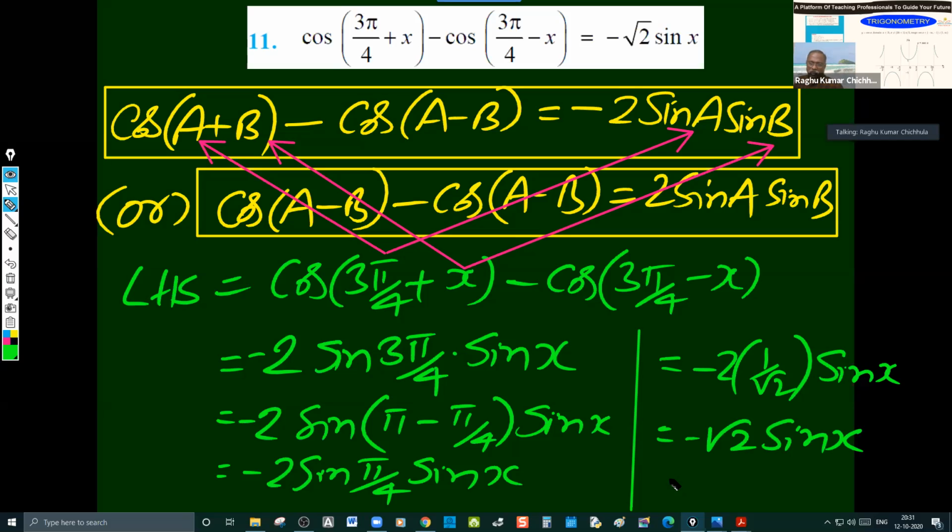Simple question only. But please remember this formula: cos of A plus B minus cos of A minus B is equal to minus 2 sine A sine B. Even if you don't remember it, you can straight away apply the cos A plus B formula and cos A minus B formula, and in between minus is there. So subtract cos of A minus B from cos of A plus B.